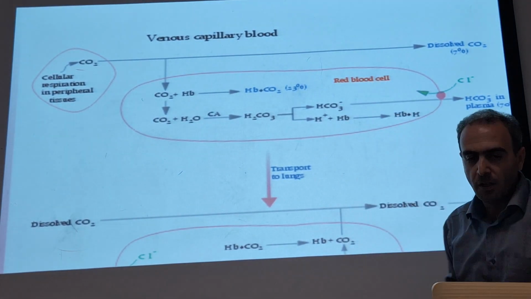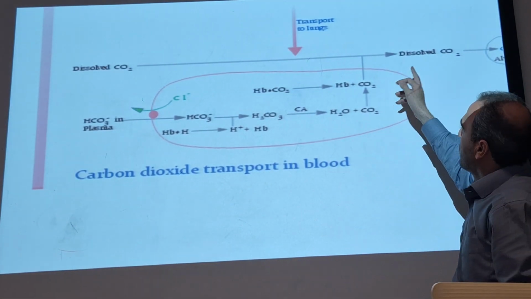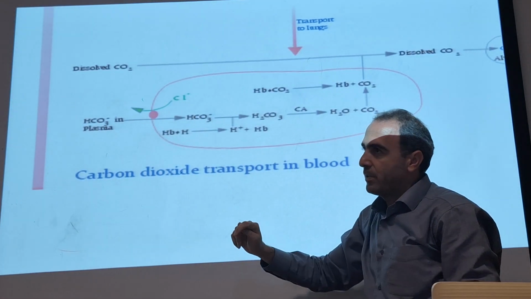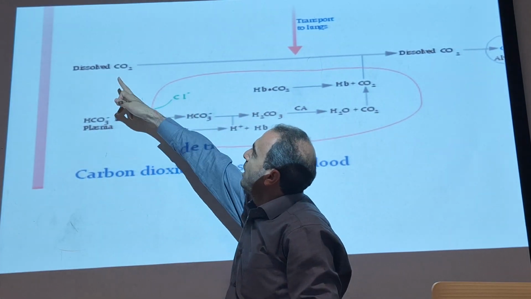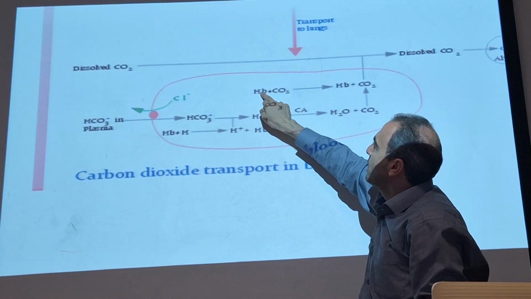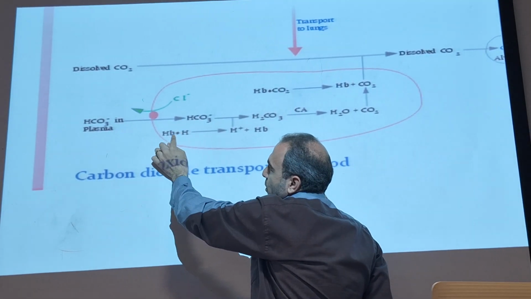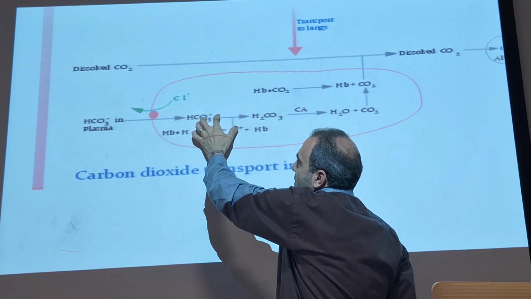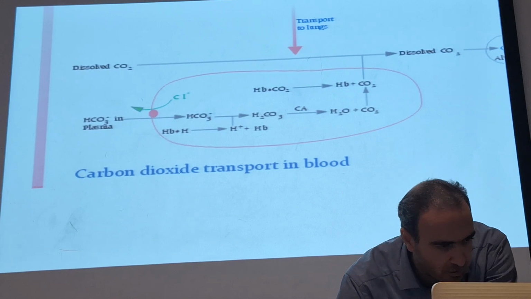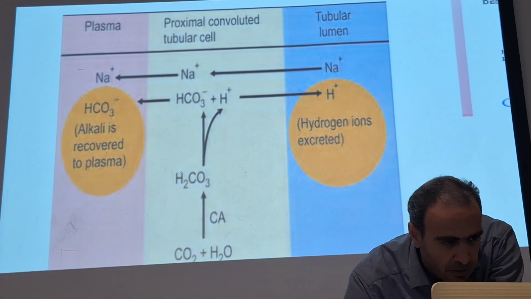But then in the lung, what happens? First of all, this bicarbonate in plasma comes into the RBC. This dissolved CO2 will be excreted. This CO2 which was bound to the hemoglobin will also be released and excreted. This H+ from hemoglobin is released and binds together with this bicarbonate. Finally, CO2 is produced and carbon dioxide is transported out. But in the kidney, what happens here?